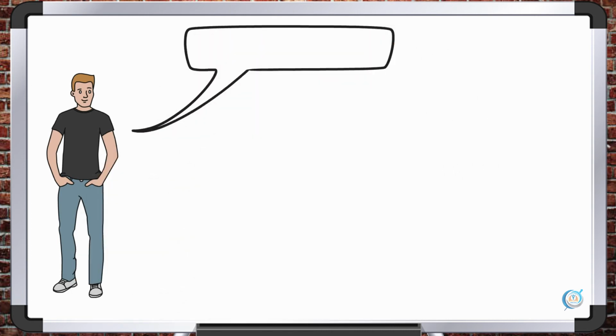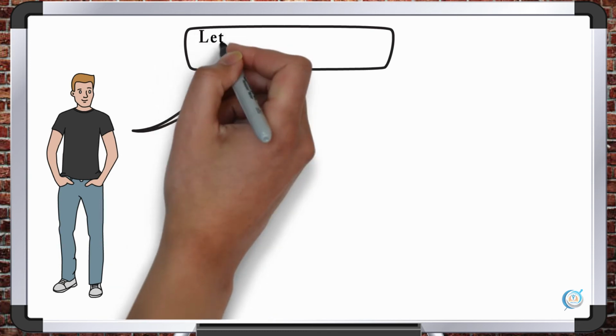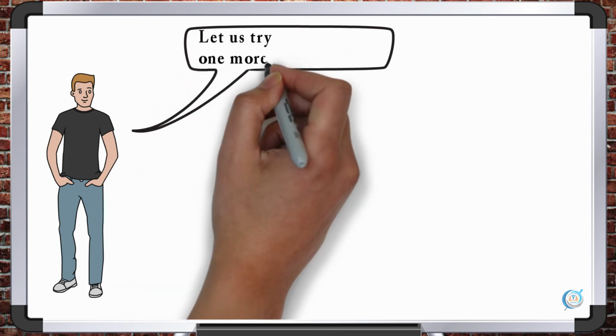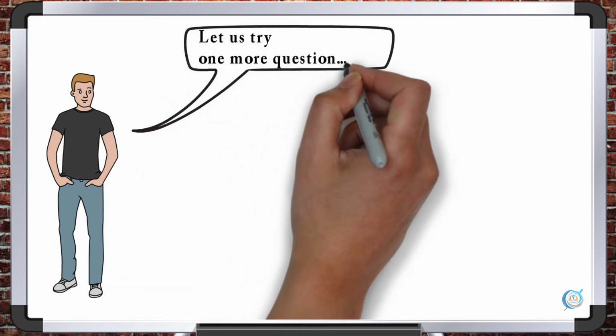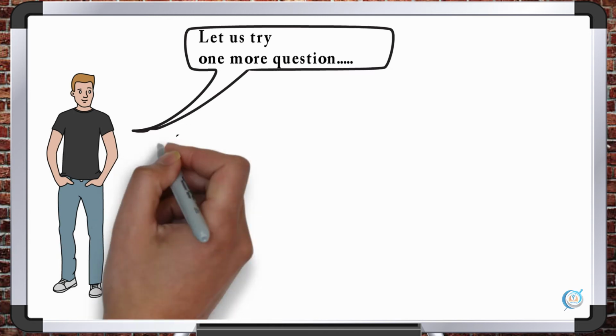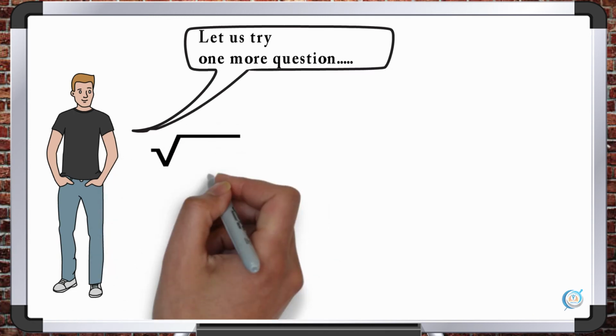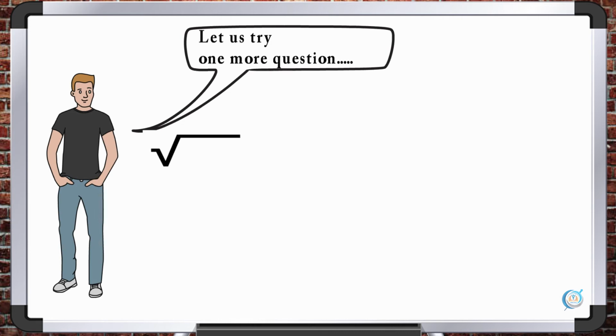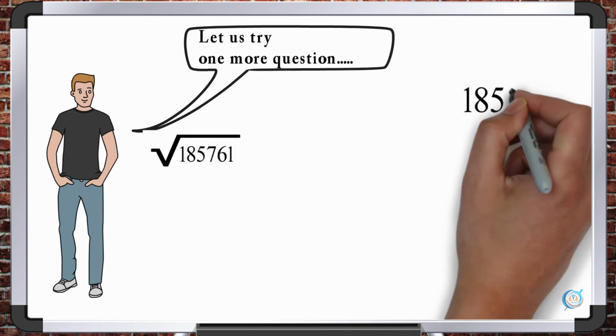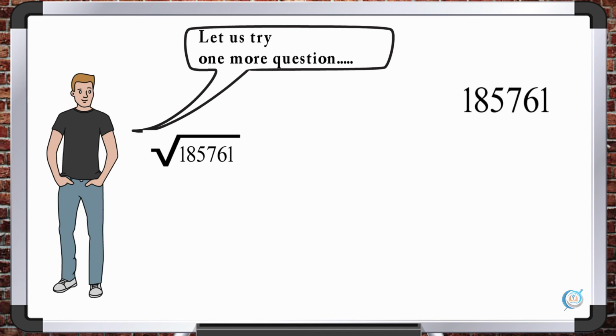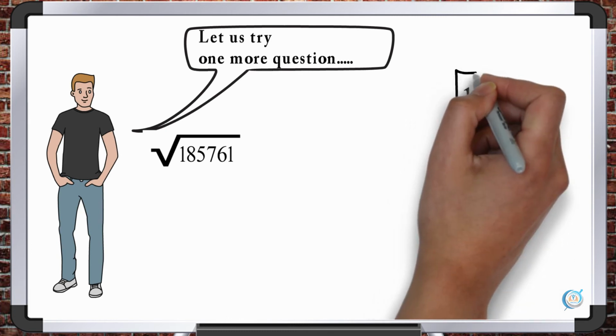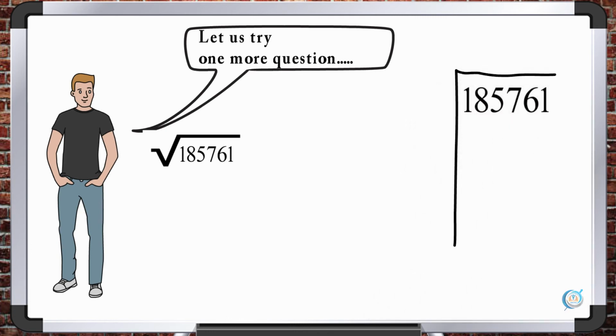Using long division method, let us try one more question. Now we'll find the square root of a 6-digit number. 1,85,761. So using long division, we are pairing the numbers first. So from the end, two numbers in a pair.